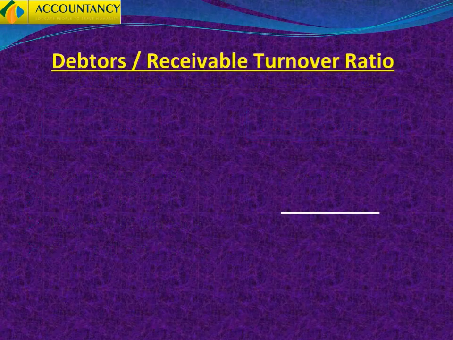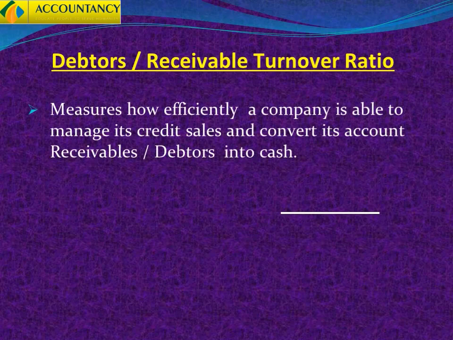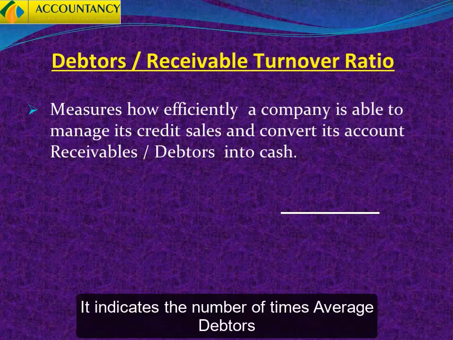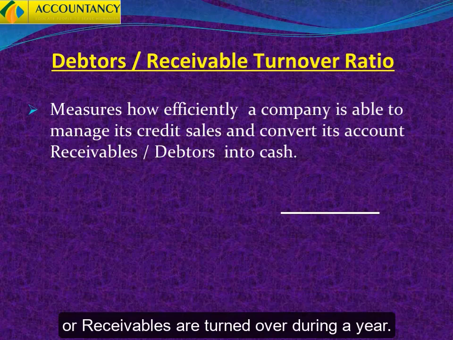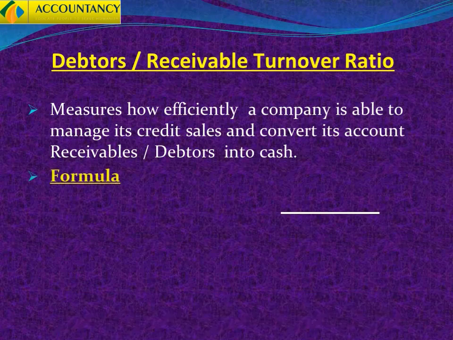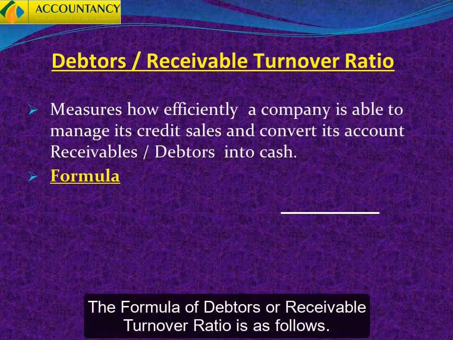Debtors or receivable turnover ratio. Debtors or receivable turnover ratio measures how efficiently a company is able to manage its credit sales and convert its account receivables or debtors into cash. It indicates the number of times average debtors or receivables are turned over during a year. The formula of debtors or receivable turnover ratio is as follows.